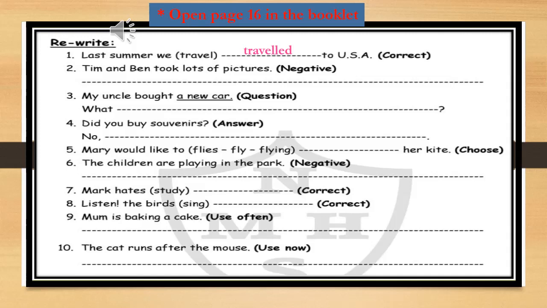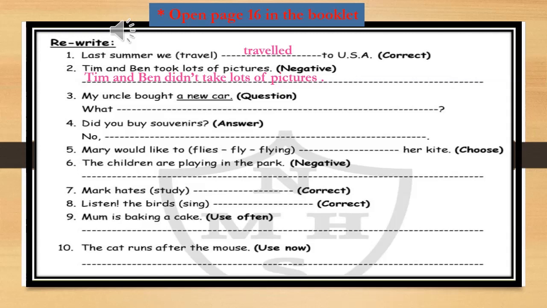Number 2. Tom and Ben took lots of pictures. Negative. So this sentence, it's in the past, took. So I'm going to use didn't. So Tom and Ben didn't take lots of pictures.